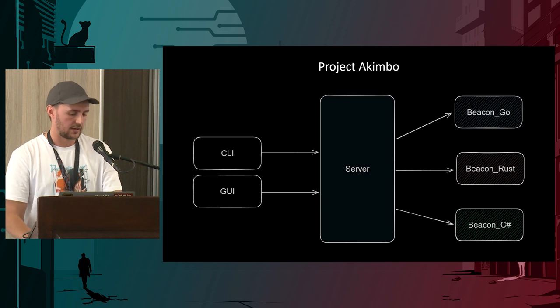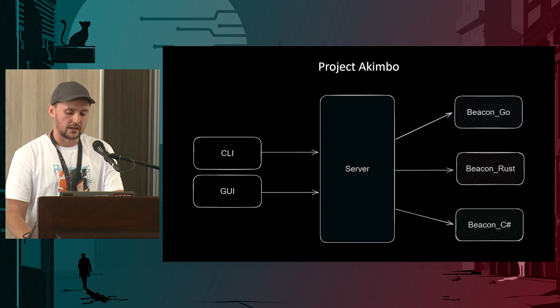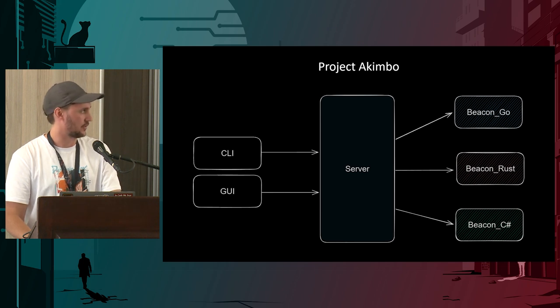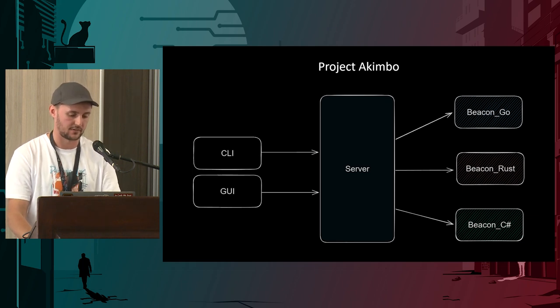I have the CLI sort of ready, which I'll show you some screenshots of. And then the beacon is in Go. I've played around with Rust to have it working to some extent, and C# I haven't touched, but the slide just looked empty, so I threw it in there. And the GUI, I also haven't touched, because I decided to just make it CLI, because CLI can also look pretty, but I'll show you now.